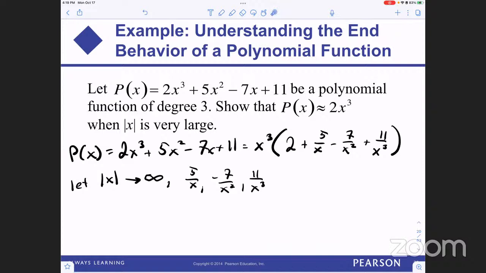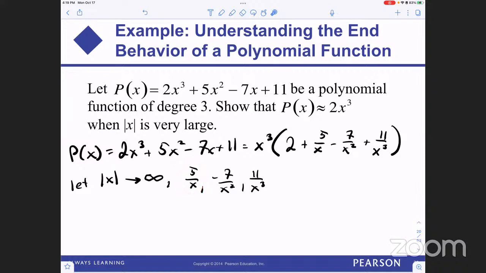Riddle me this. So if the numerator stays fixed and the denominator of this fraction keeps getting bigger and bigger and bigger, is this fraction getting bigger or is it getting smaller? Let me say that one more time. If the numerator stays fixed and we let the denominator get bigger and bigger, as that denominator is bigger, is this fraction getting bigger or is this fraction getting smaller?